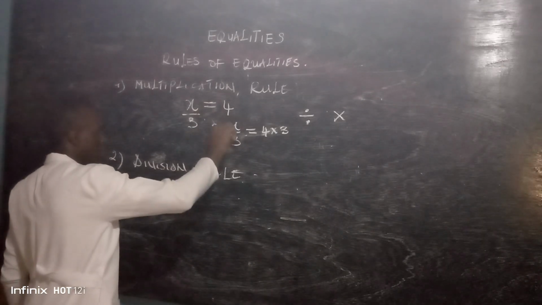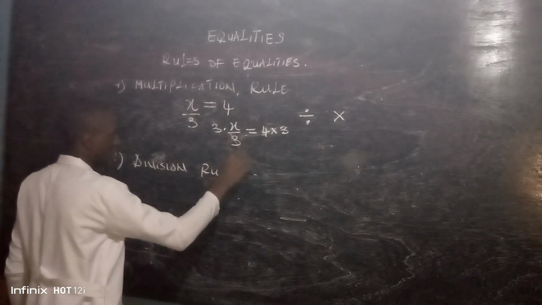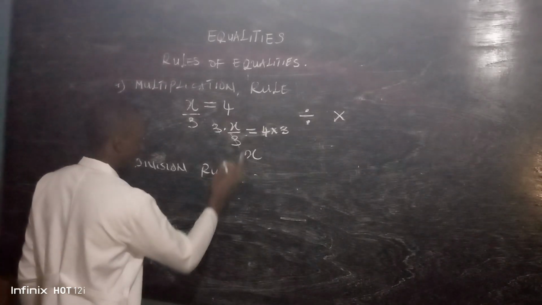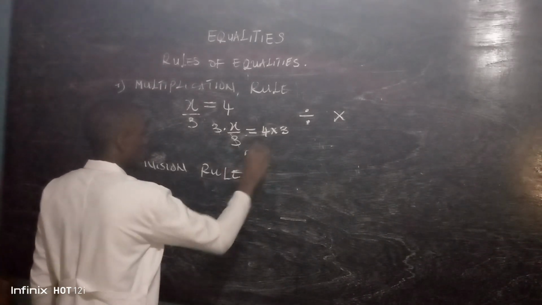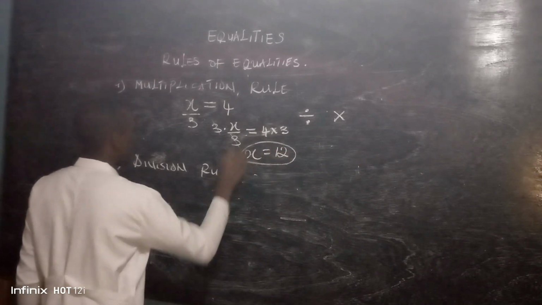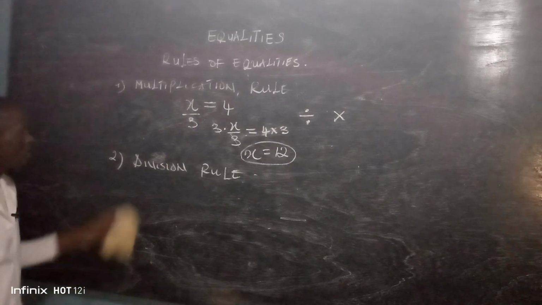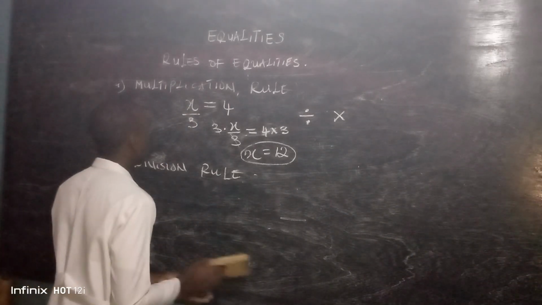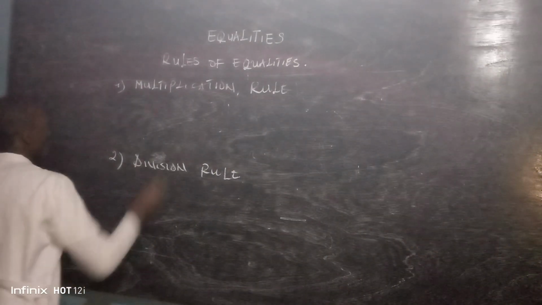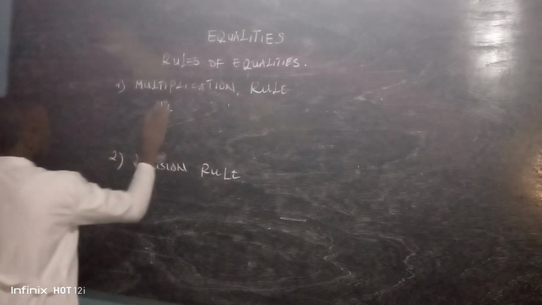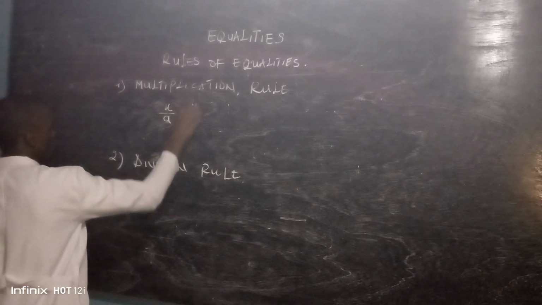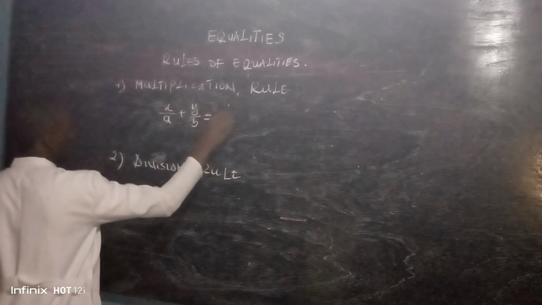So 3 goes with 3 one time. So 3 times 1 just gives 1, and 1 times x is just x. So this is like 1x, 1 times x equals to what? 12. So you see how that's how you use the multiplication rule of equality. So let's give a general form for that. So if I have y over b equals to c.